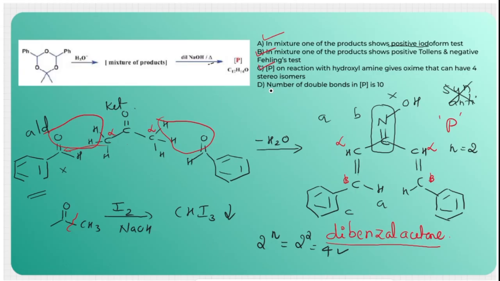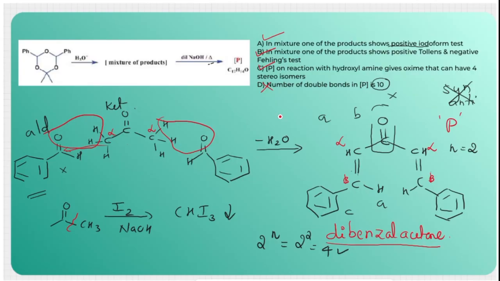Now let's look at the last option. Number of double bonds in P is 10. So let's verify that. What is P? We know that it's an alpha beta unsaturated ketone like this. Count the number of double bonds. Here 3 plus 3, 6, 7, 8, 9. So we have 9 double bonds, but here it's given as 10. So that means it is a wrong statement. So among the given options, we have 3 correct answers.